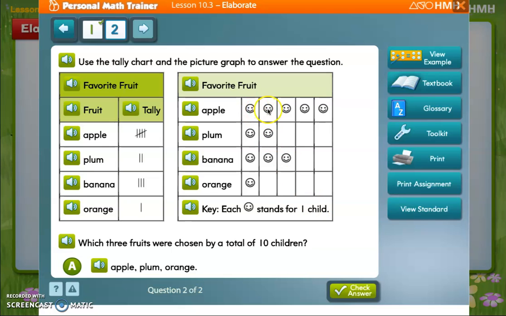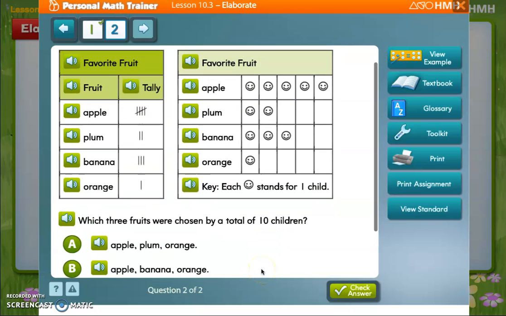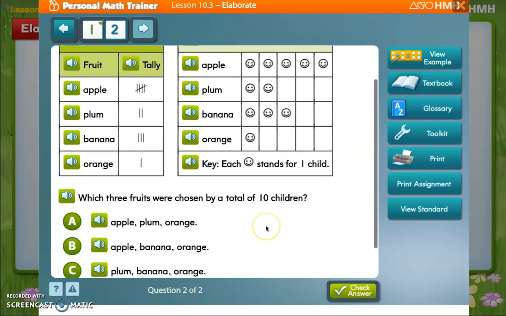So we have 1, 2, 3, 4, 5. Then we go to the plums, 6, 7, and then the oranges, 8. So that does not equal 10. So that is not an option. So the next option is apple, banana, and orange. So 1, 2, 3, 4, 5 on the apples. Then we go to the bananas, 6, 7, 8, and then the oranges, 9. So that doesn't equal 10 either.